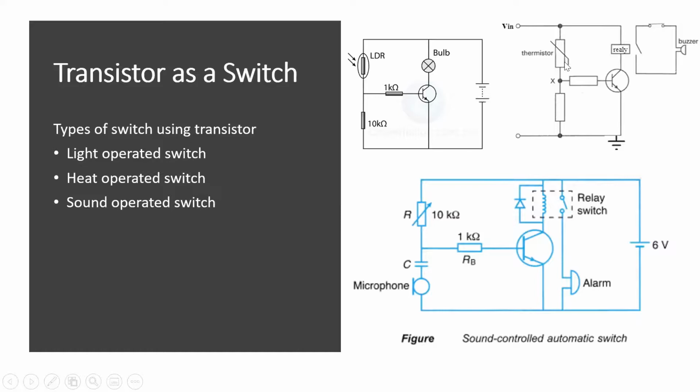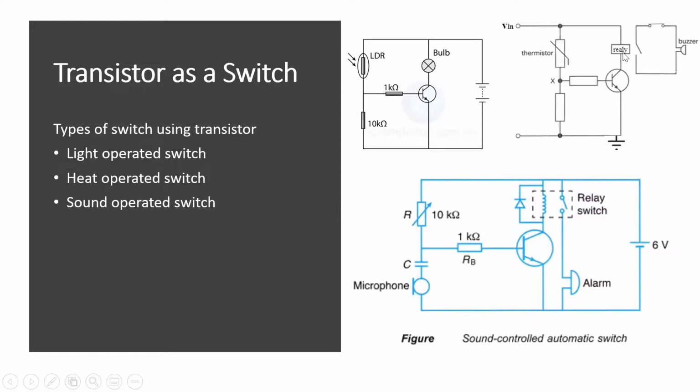Suppose we are using a negative temperature coefficient thermistor. Negative temperature coefficient means when the temperature increases, the resistance will decrease. So when the temperature increases, what happens? The resistance will decrease. So the current will flow through this loop.